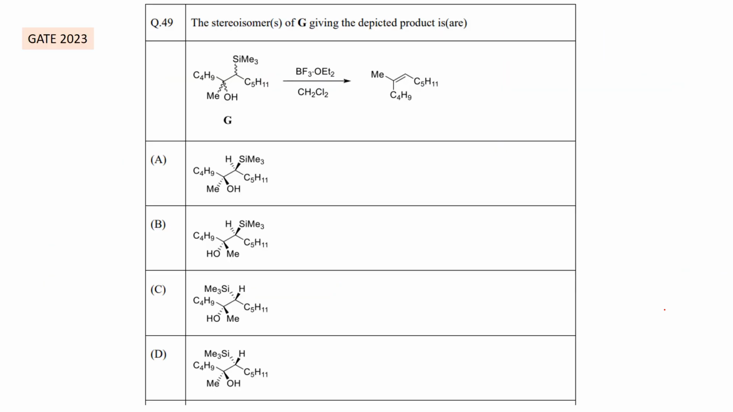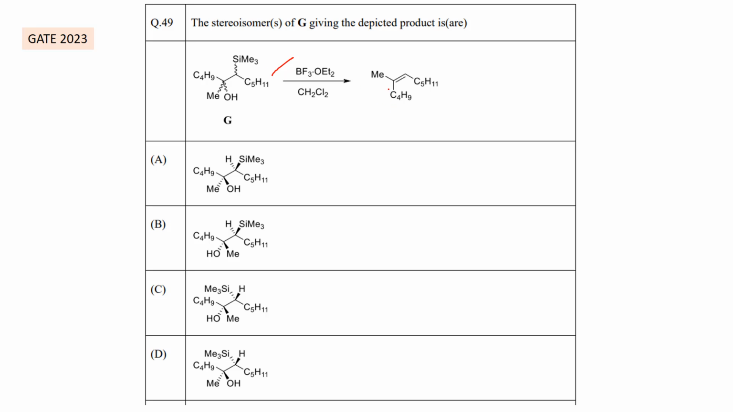Now let's solve a question based on that, from a previous year. So what will be the stereochemistry of the product? The stereoisomers of G giving the depicted product. They have shown these two bonds in a wavy line. Wavy lines mean it can be above or below. So they want the exact stereochemistry of this one to get this as our product.